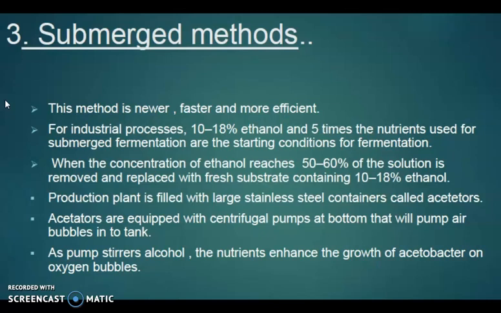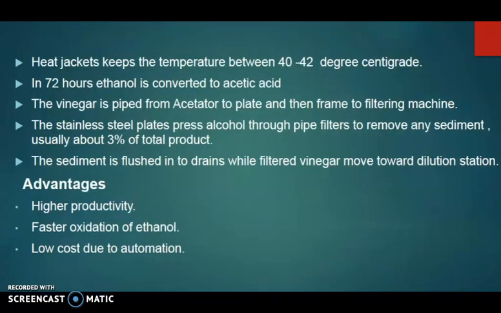Production plant is filled with large stainless steel containers called acetators. Acetators are equipped with centrifugal pumps at bottom that will pump air bubbles into the tank. As the pump stirs the alcohol, the nutrient enhances the growth of Acetobacter on oxygen bubbles. Heat jackets keep the temperature between 40 to 42 degrees Celsius. In 72 hours, ethanol is converted into acetic acid.